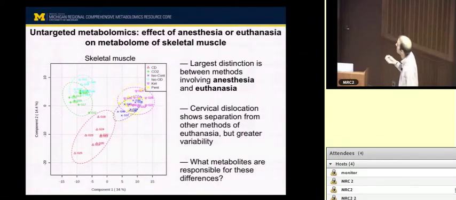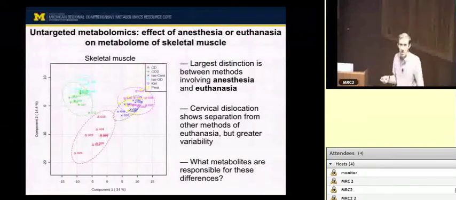Out here in these three groups, we have ketamine, pentobarbital, and continuous isoflurane. So they overlap with each other reasonably well. You see a little bit of separation, but by and large they're on top of each other. So we immediately have a distinction between metabolites collected. Even though we did this relatively quickly, we have a big distinction between samples that were collected in euthanized animals versus animals under anesthesia.